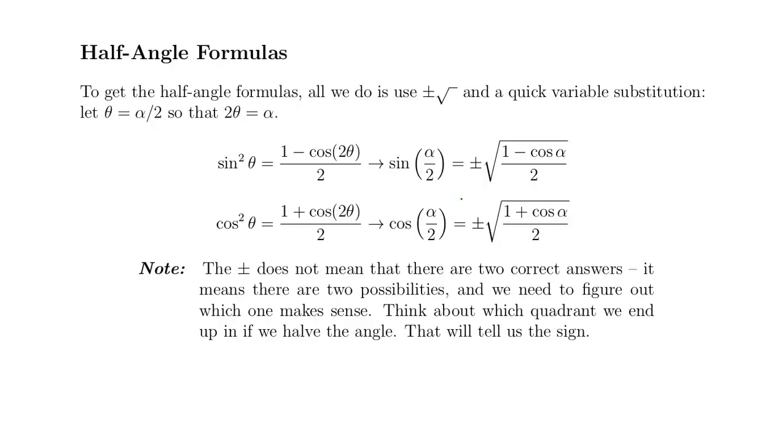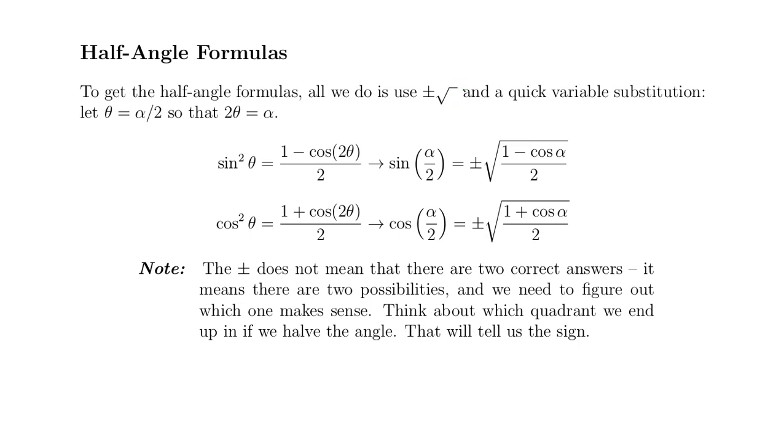All right, notice one quick thing. The plus or minus here does not mean that there are always 2 right answers, that you can get both the plus and the minus versions. It means that both of those are possibilities, and we have to work out which one makes sense. If you know what alpha is, then you know what alpha over 2 is, and so you know what quadrant this is in.